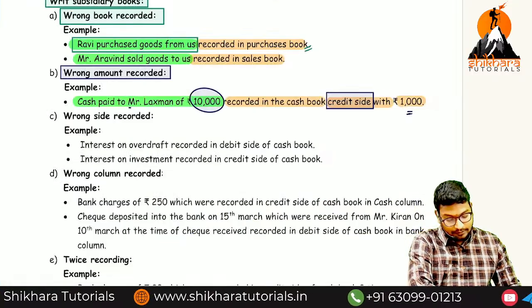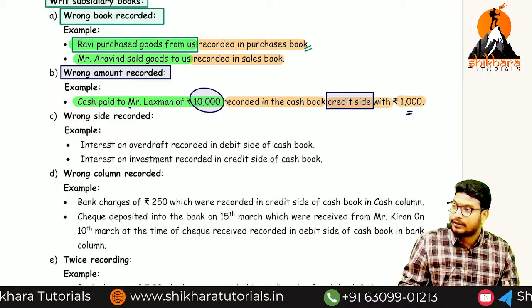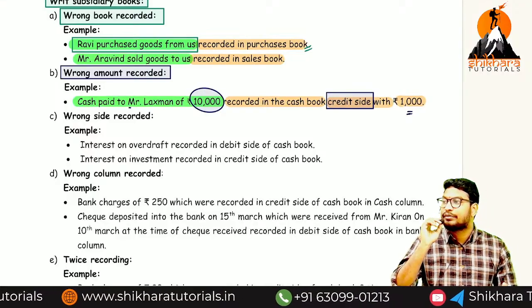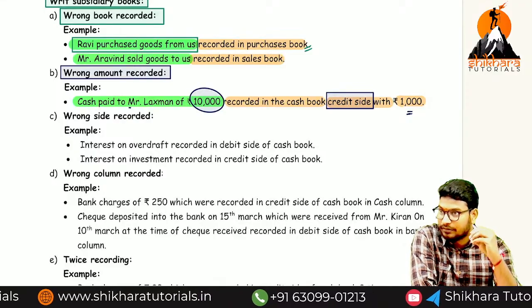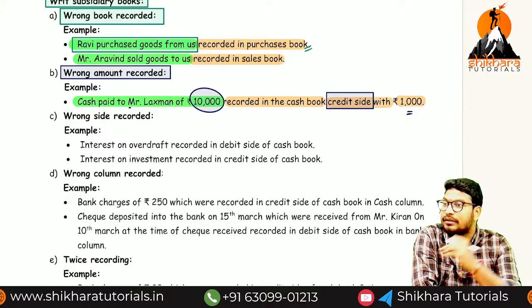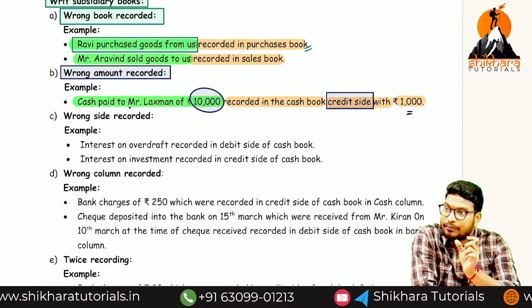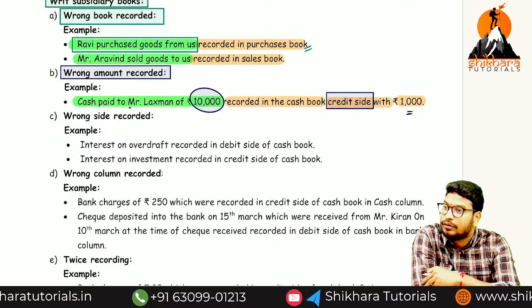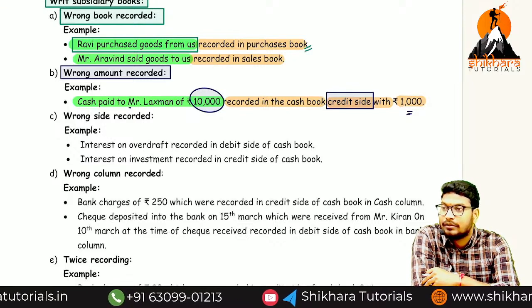So next one. Wrong side recorded. In the subsidiary books, the side will be there only in which book? Only in the cash book. If you take the sales book, is there any side? There is only one amount column. Purchase book? Only one amount column. Purchase returns? Only one amount column.